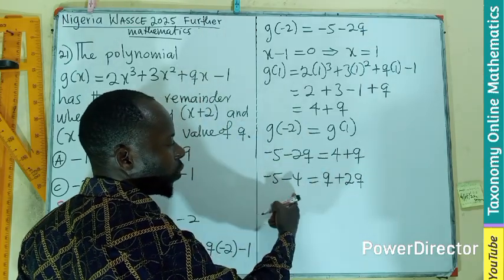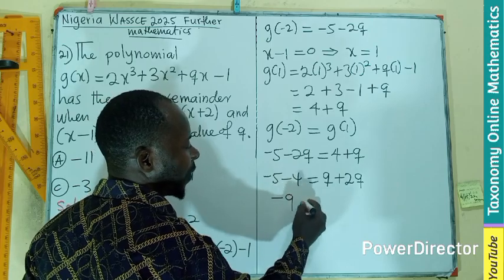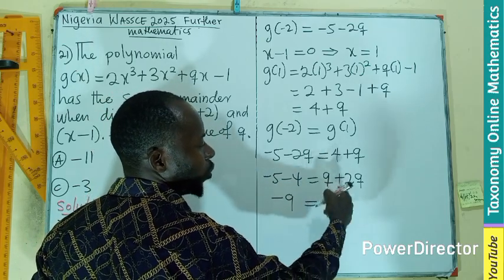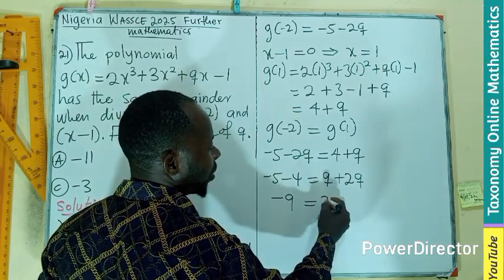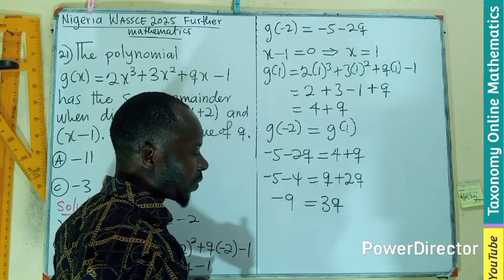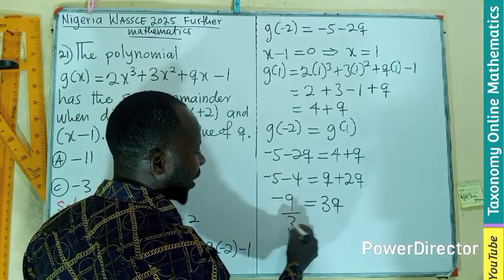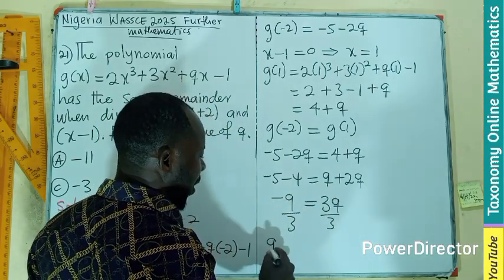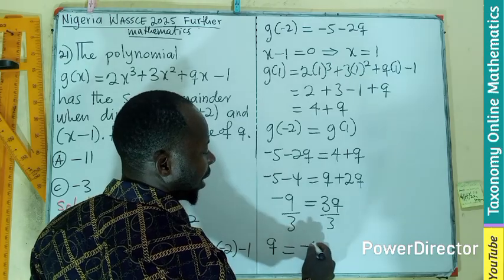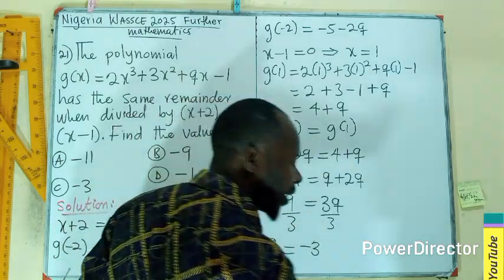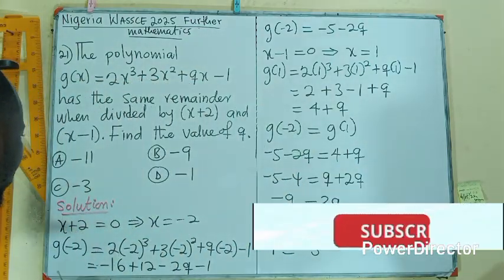When you subtract, you get negative 9. When you add 1q to 2q, it becomes 3q. Let's divide both sides by 3 and see that q is going to be negative 3. Let's check the options and see. That will be option C.